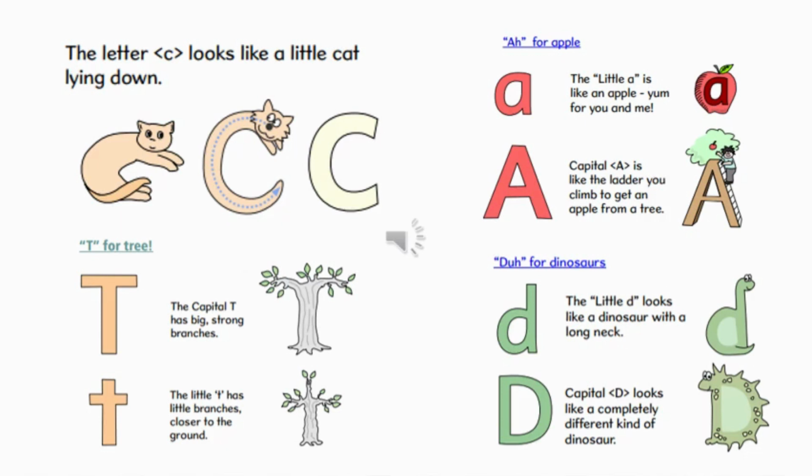Do you remember the letter D? D for dinosaur. Can you say the sound of D? D for dinosaur. The little d looks like a dinosaur with a long neck. The capital D looks like a completely different kind of dinosaur.